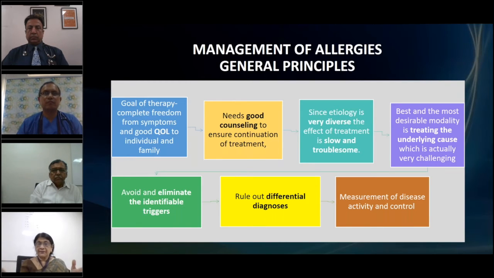Management: we should have a general principle of management where the goal of the therapy should be that the patient is free of symptoms and has good quality of life, and needs good counseling for continuation. Since etiology is diverse, the treatment is slow and troublesome, so counseling is very important. The best modality is treating the underlying cause if we can identify it. Avoid and eliminate identifiable triggers, rule out all causes in differential diagnosis, and measure disease activity and control.